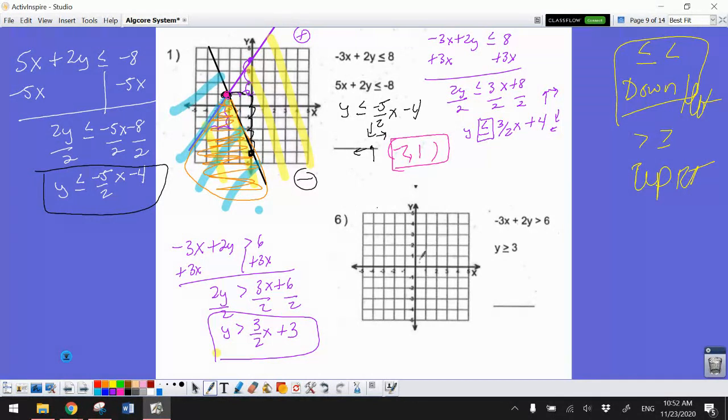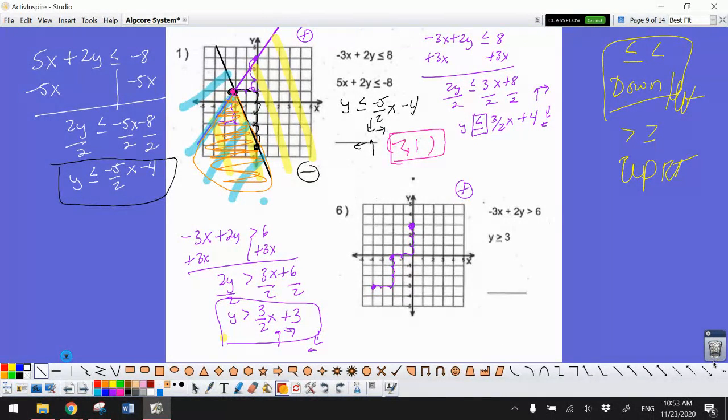So I'm starting at 3. 1, 2, 3. And I'm supposed to go up 3 over 2. I can't do that. Remember, this is positive, so the opposite would be down and left. 1, 2, 3, 1, 2. And I can do that again. 1, 2, 3, 1, 2. And this time it is a dash line, so I need to go grab a dash line.